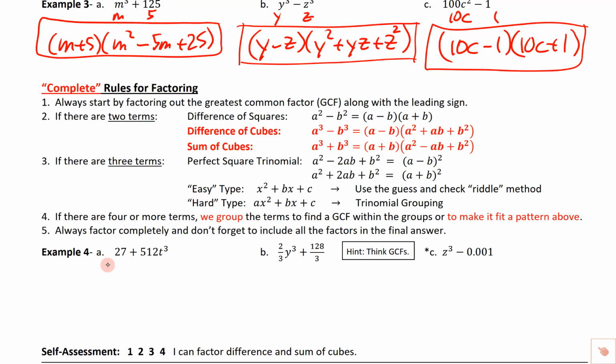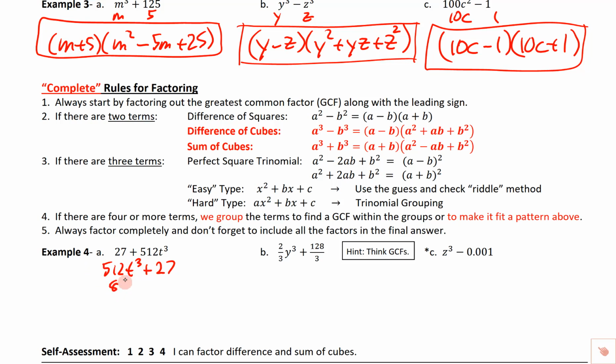I'm going to write this as 512t cubed plus 27. Now, if this was a difference, I might have to be a little bit careful with that. We've maybe seen before where we need to factor out a leading negative sign. So if these were both negative or something like that, I'd want to take out the negative to make it look right. It just makes things a little bit easier for us down the road. So I'm going to go ahead and write it like this.